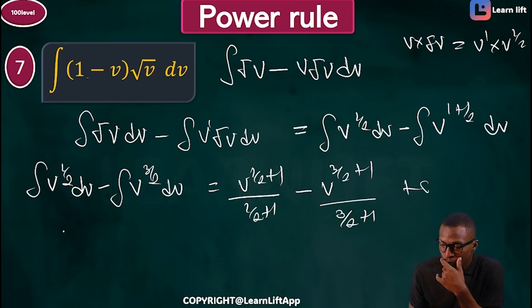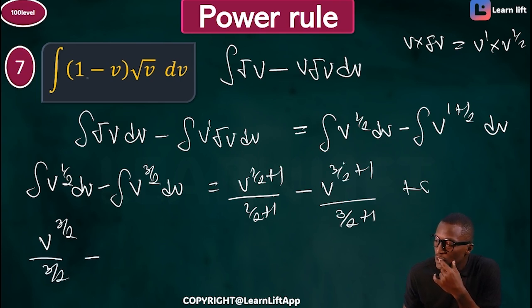plus the constant. That will give me v to the half, and 3 over 2 plus 1. That will give me practically, like say, one unknown value. Let's put the LCM there. That's 3 over 2 plus 1.